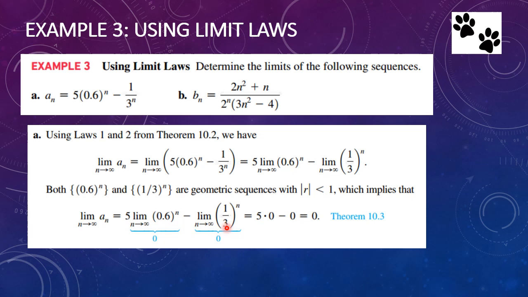Since these both converge to 0, and 5 times 0 is 0 minus 0, we can see that this entire geometric sequence will converge to 0. Now let's look at B. And if you haven't done B yet, hit pause again. Try these on your own.